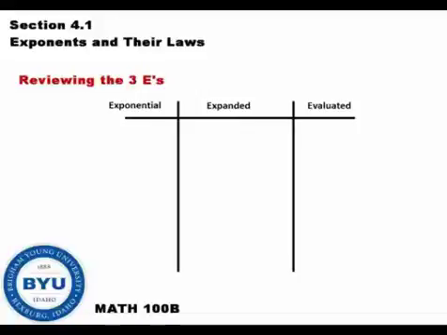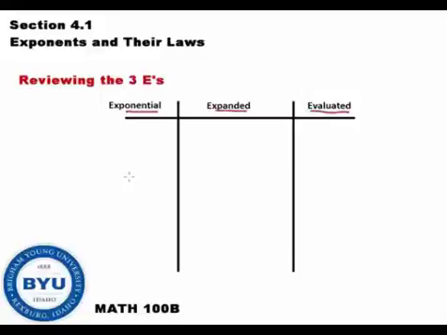Now before we get started, let's go ahead and review the 3 E's that we learned back in the Chapter R section. We learned that exponential values can be written in 3 different ways: in exponential form, in expanded form, and in evaluated form.